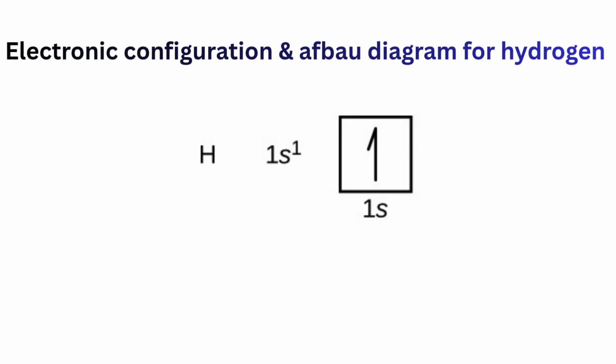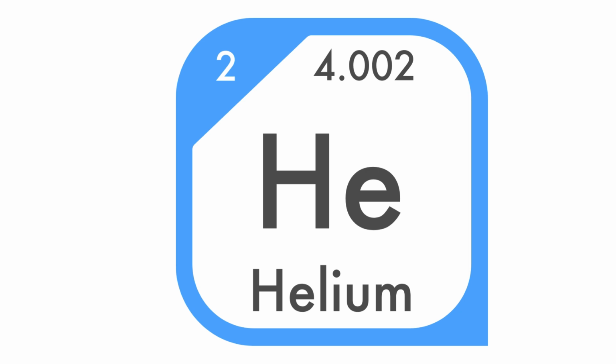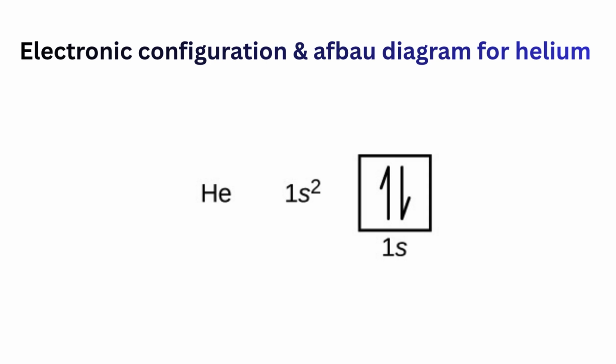Let's move on to our following example, helium. Helium has an atomic number of 2, therefore it has 2 electrons. To draw helium's Aufbau diagram, we assign both electrons to the 1s subshell. Please note that the electrons in an orbital must point in opposite directions, representing paired spins.